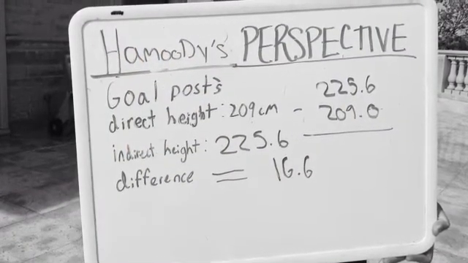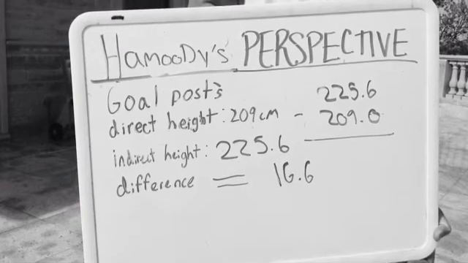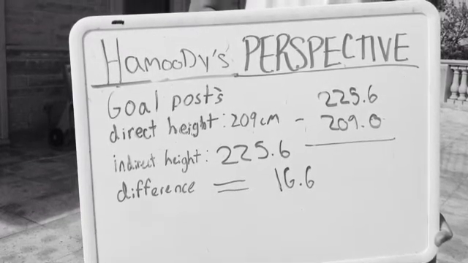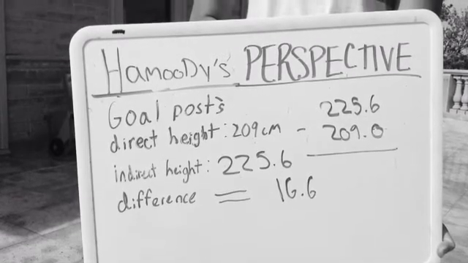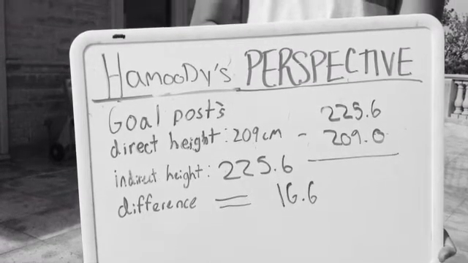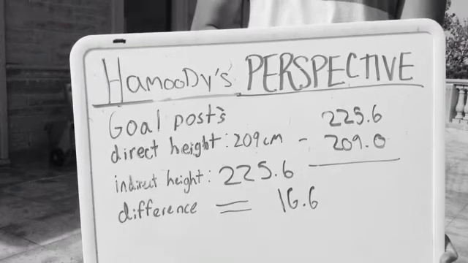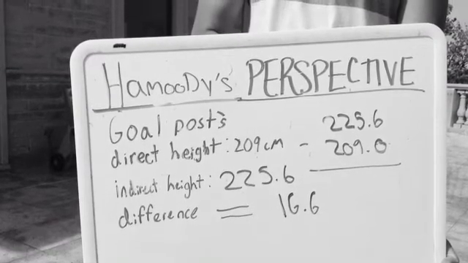As you can see here, the goalpost's indirect measurement from my height was 225.6 centimeters. The direct measurement of the goalpost was 209 centimeters. So from this, the difference between my indirect measurement of the goalpost and the direct measurement is 16.6 centimeters.